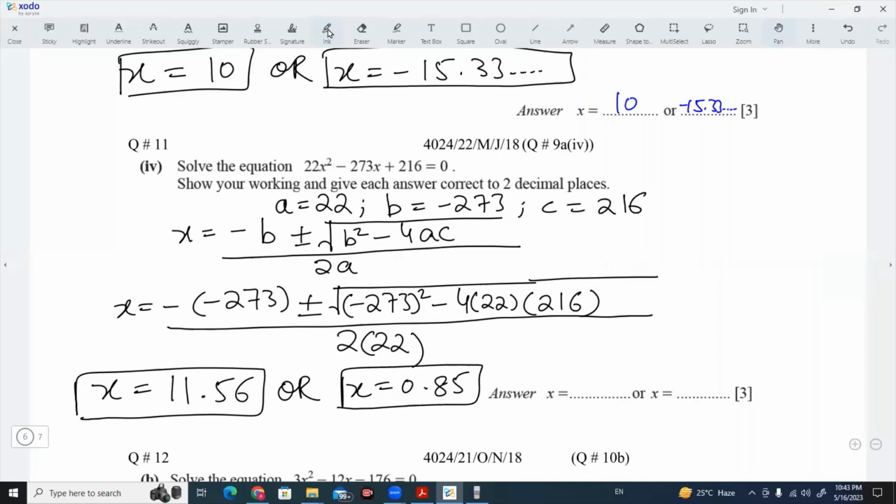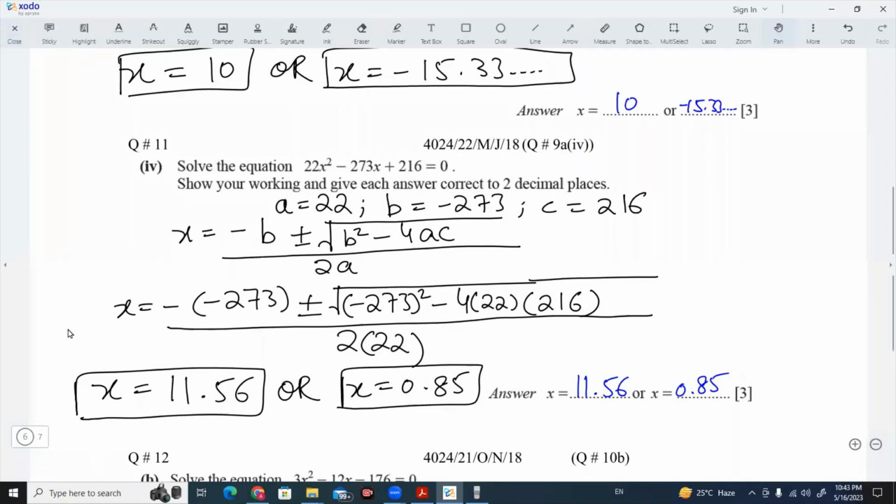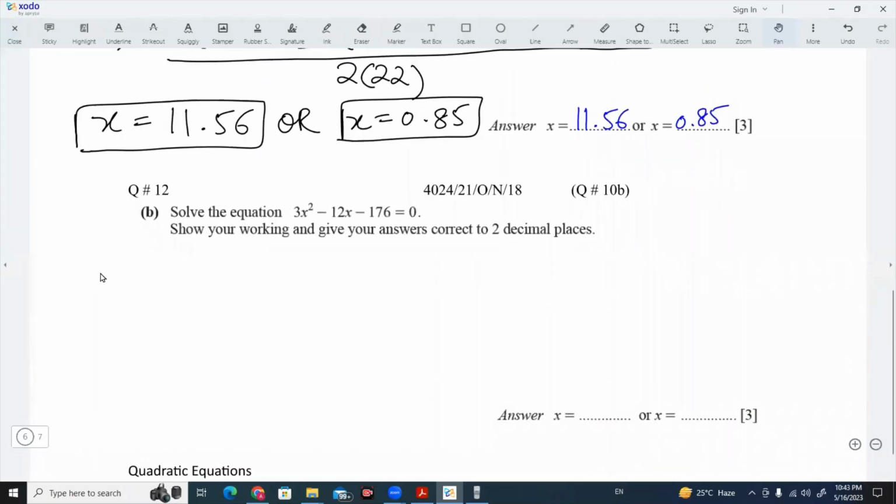So now I'm writing down my answers here in this space. 11.56 is the first answer and 0.85 is the second answer. So moving ahead to the next question, I hope all of you understand. If you have any queries, you can write down in the comment section. Same steps will be done for the next part as well.